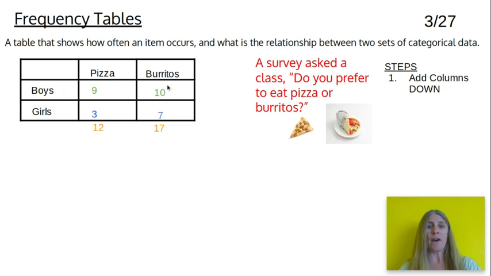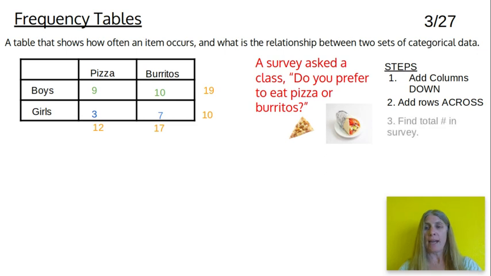Now, going the other direction, we're going to find out how many boys were in the class and how many girls were in the class. So we're going to add those rows across, and this is the label that we're adding. So we had 9 and 10, so that's 19 boys altogether. And for our girls, we had 3 and 7, so we had 10 girls altogether in the class.